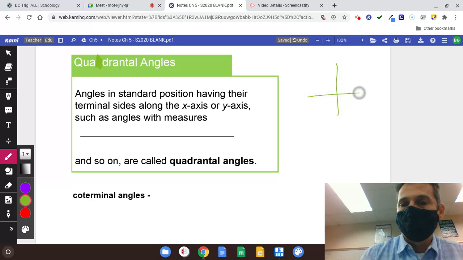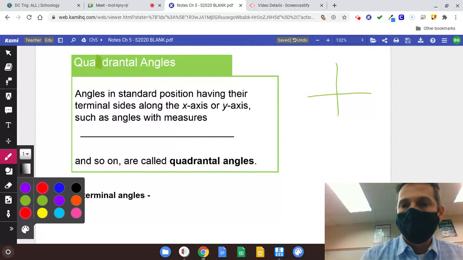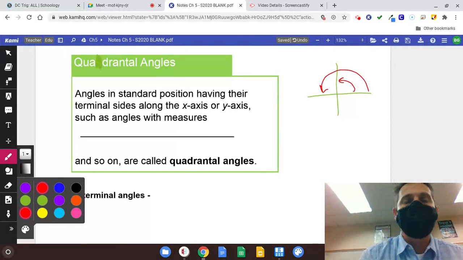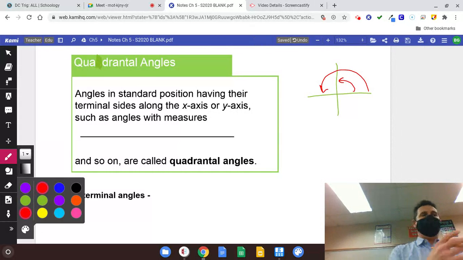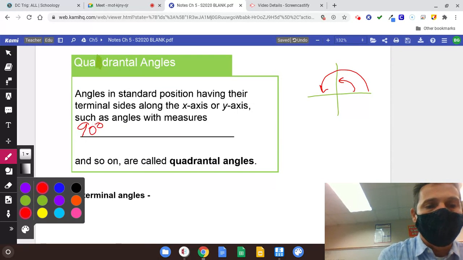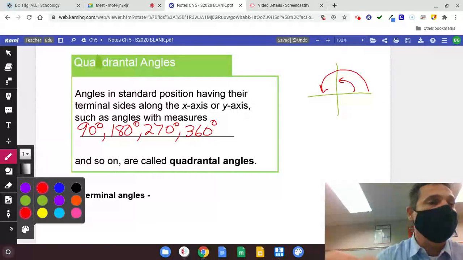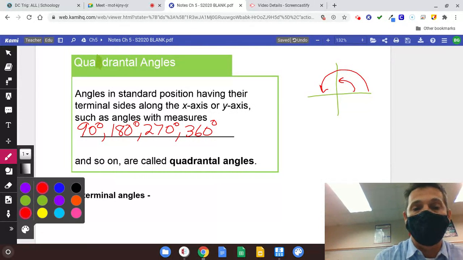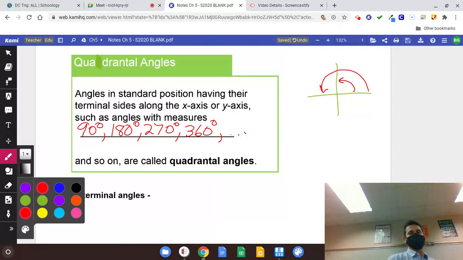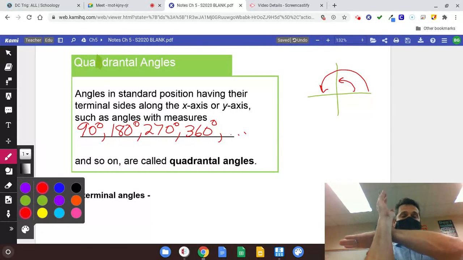So what they're talking about is like this angle right here or this angle right here. Any angle that ends up being on one of the axes, okay? It's the 90-degree angles. Anything that makes like a 90 or a 180 or a 270 or a 360. You can even keep going to 450 and whatever, okay? Those are quadrantals. Quadrantal angles are always going to be a multiple of 90. It's going to always end up on the axis, okay?